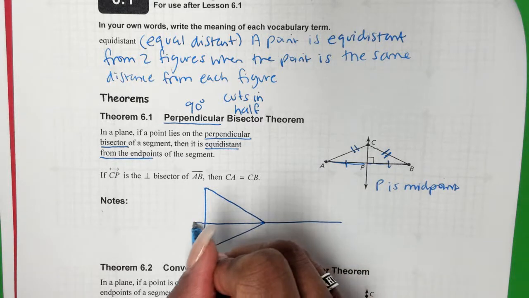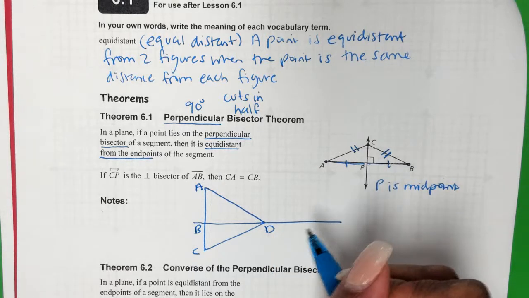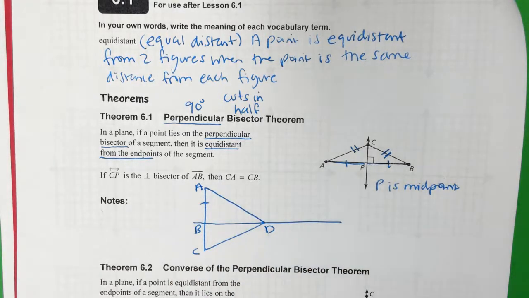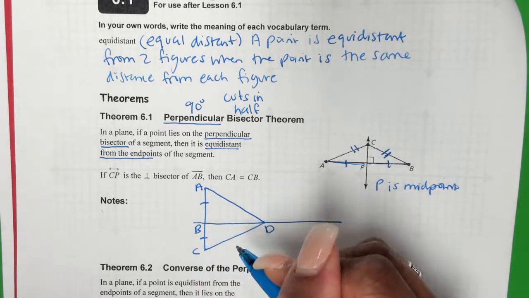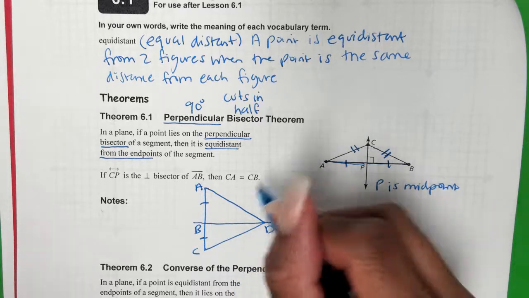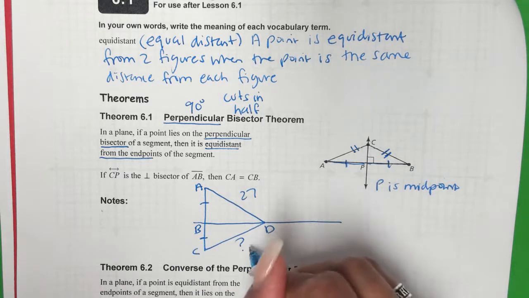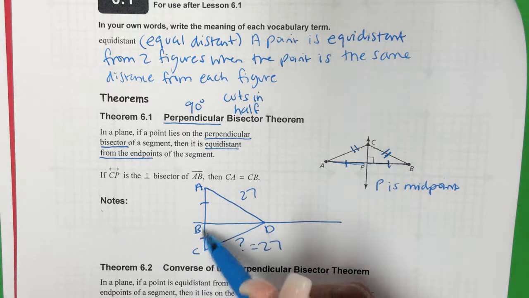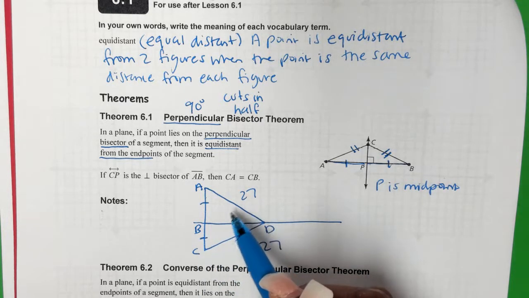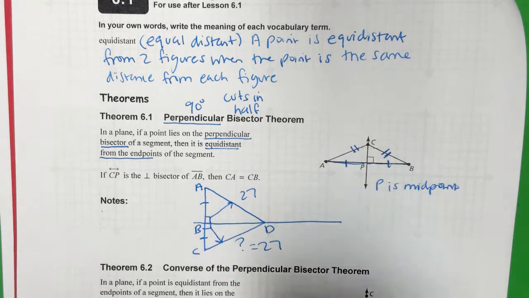Alright, let's say I have B, and this is A, C, and D. AB is going to be congruent to CB. So let's say AD is 27, a length of 27. What would CB or CD equal? CD would also equal 27. So if my bases are congruent to each other, that means that the angles opposite of this perpendicular bisector are also congruent too.